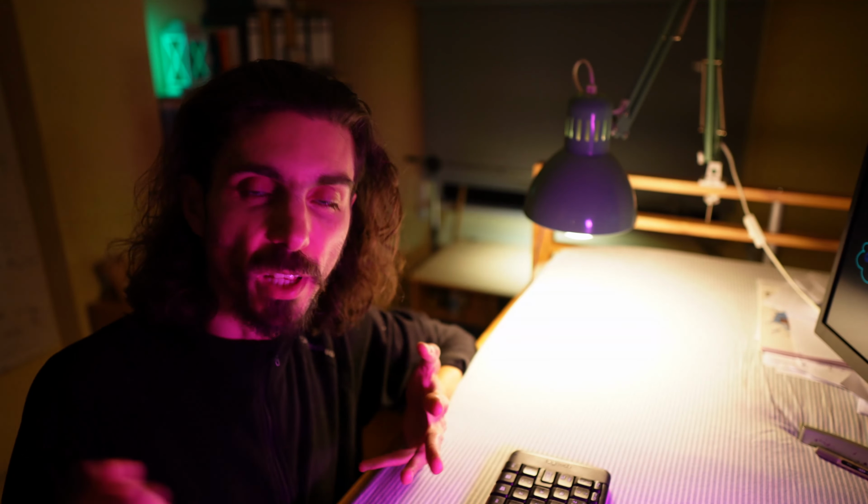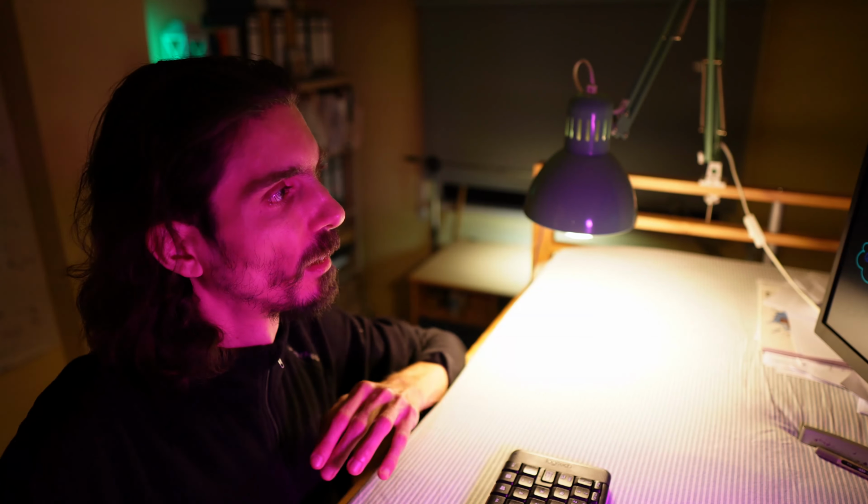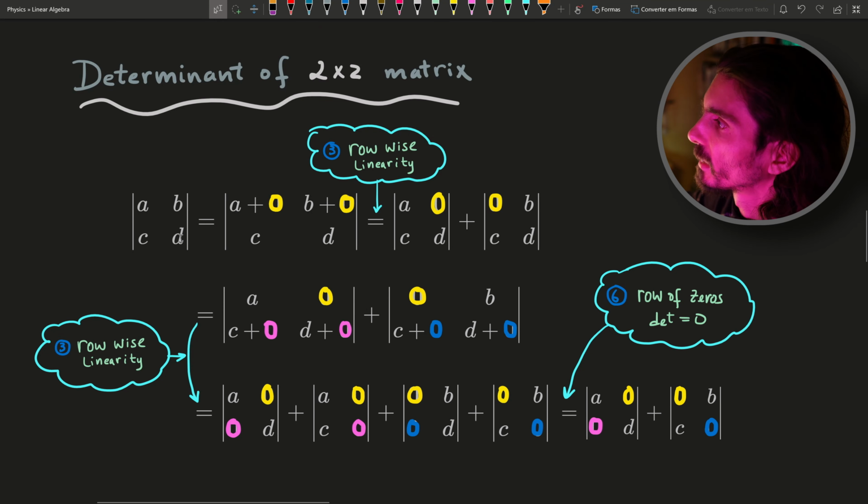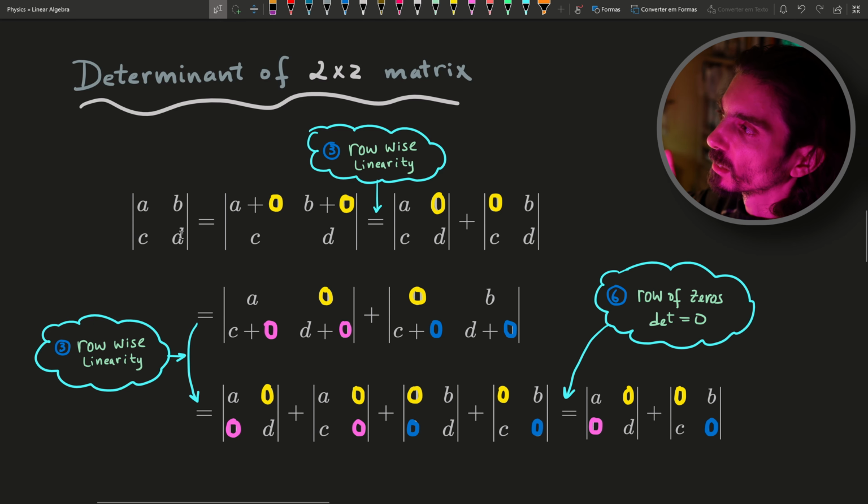Well, let's use our 10 rules to compute the determinant of some generic 2x2 matrix. The matrix is A B C D, and the determinant of it, well, let's use now the rules. The first step is to notice that A and B are essentially A plus 0 and B plus 0. Well, adding 0 changes nothing. But remember that the determinant is row-wise linear, so I can use that rule.